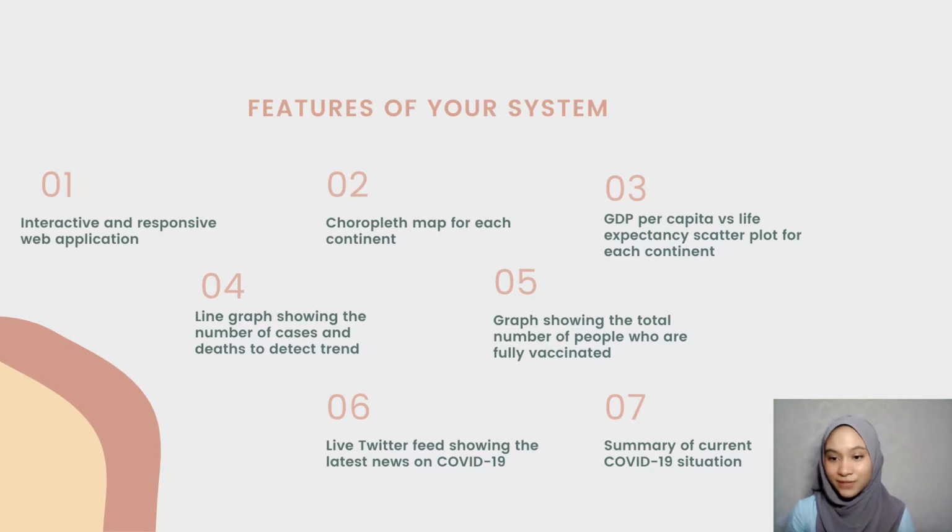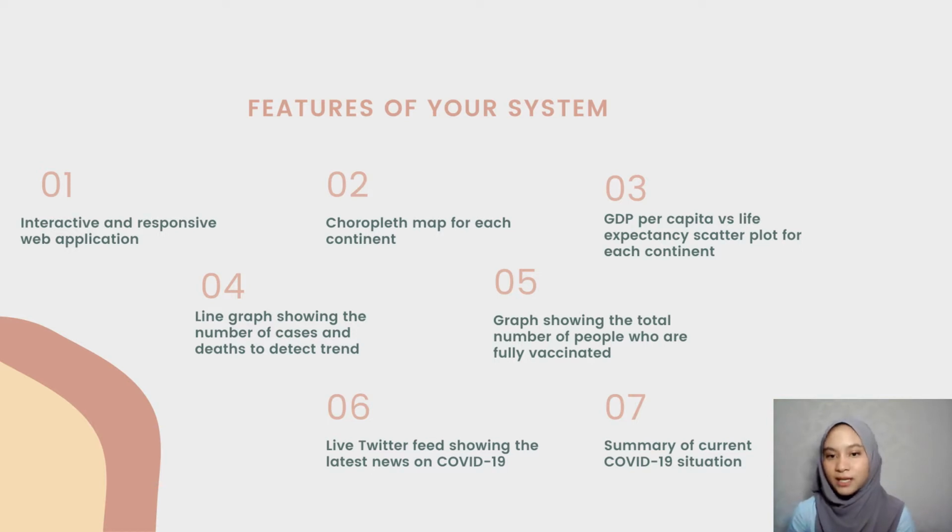So there are various features in the system, but there are 7 major ones. The first one is it's interactive and responsive. It can be filtered based on the location or the date. And the second one is there is a choropleth map for each continent. The third one is we have a GDP per capita versus life expectancy scatter plot for each continent also. And the fourth one is there's a line graph showing the number of cases and also the number of deaths so that you can detect the trend.